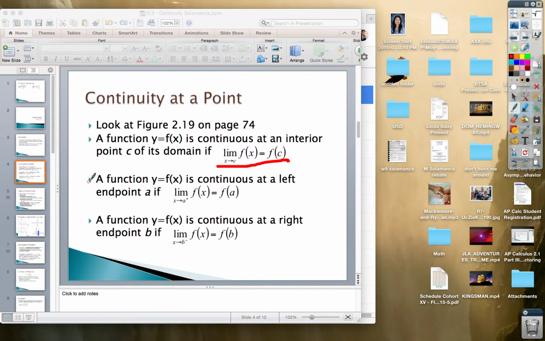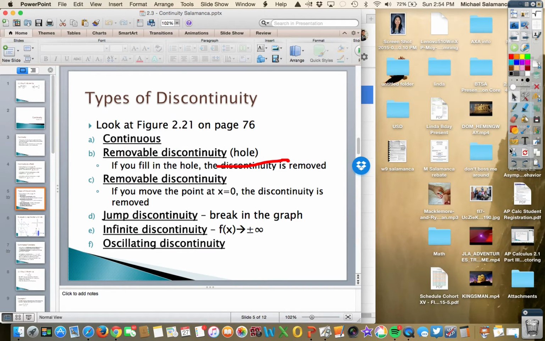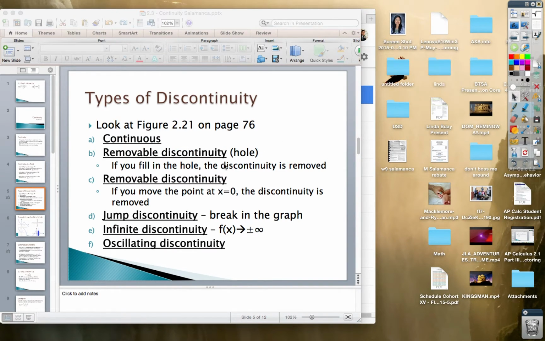The next bullet says a function y equals f of x is continuous at a left endpoint a if the limit as x approaches a from the positive side of f of x is equal to f of a. The last one says a function y equals f of x is continuous at a right endpoint b if the limit as x approaches b from the negative side of f of x is equal to f of b. I know I just gave you a lot of words there, but we are going to show you that in the next slide.